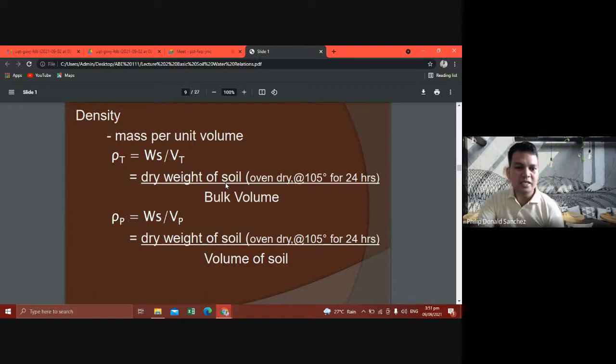So we have what we call true density or particle density. When we say true density, it's the dry weight of soil after we dried it for 24 hours, 0.2, divided by the bulk volume.